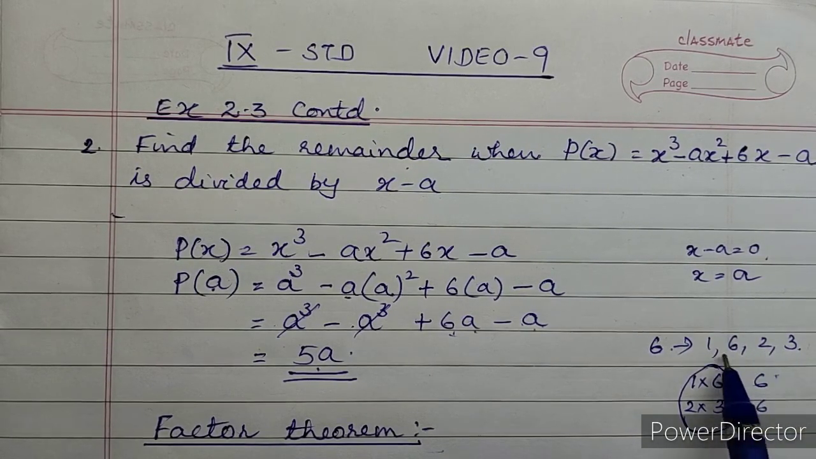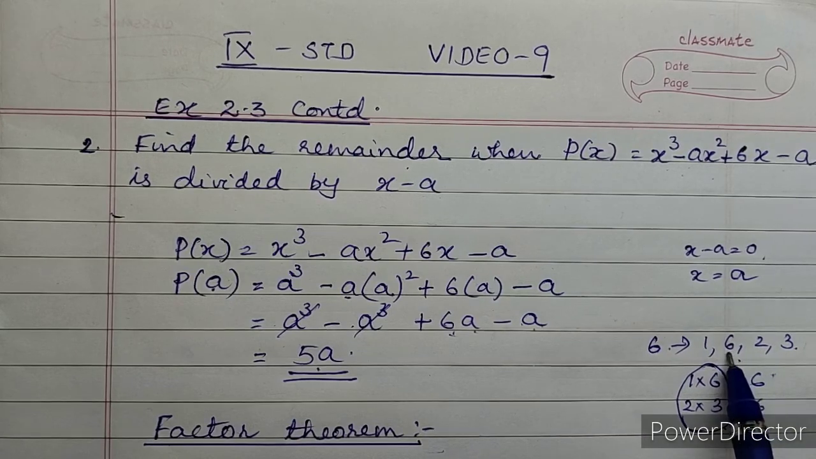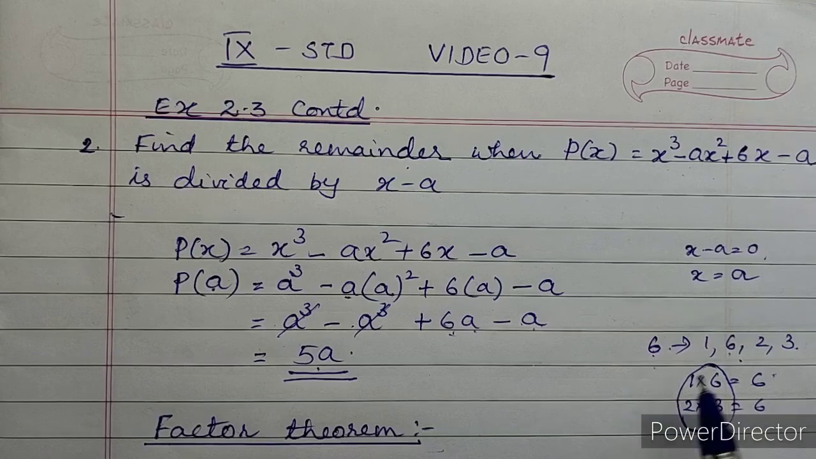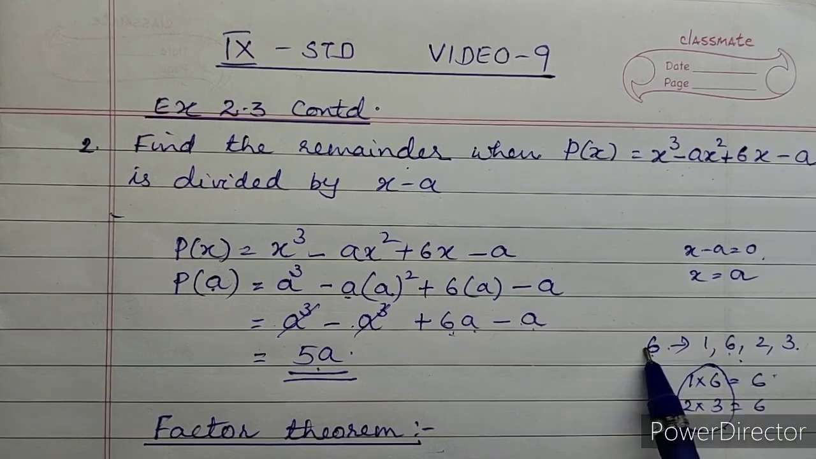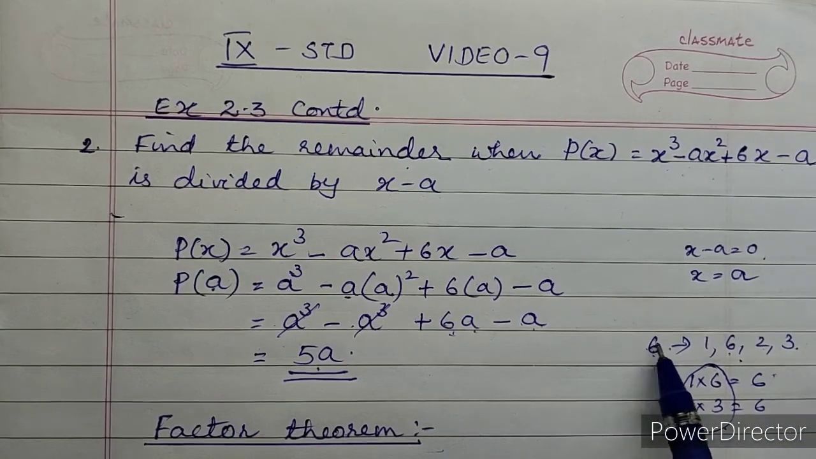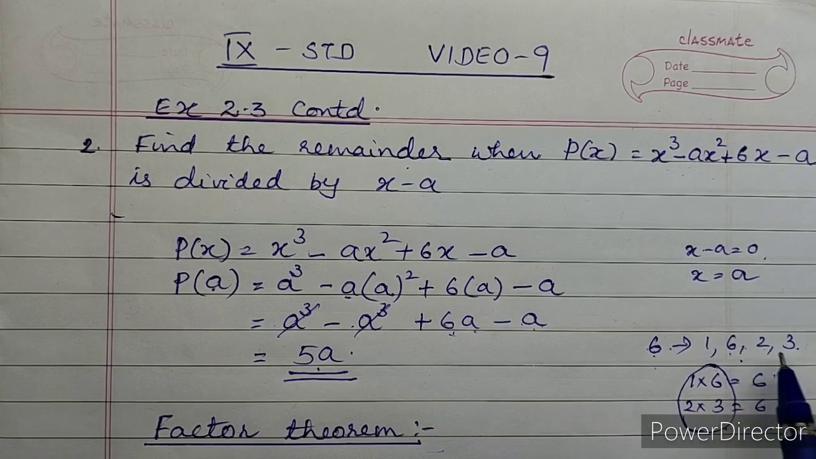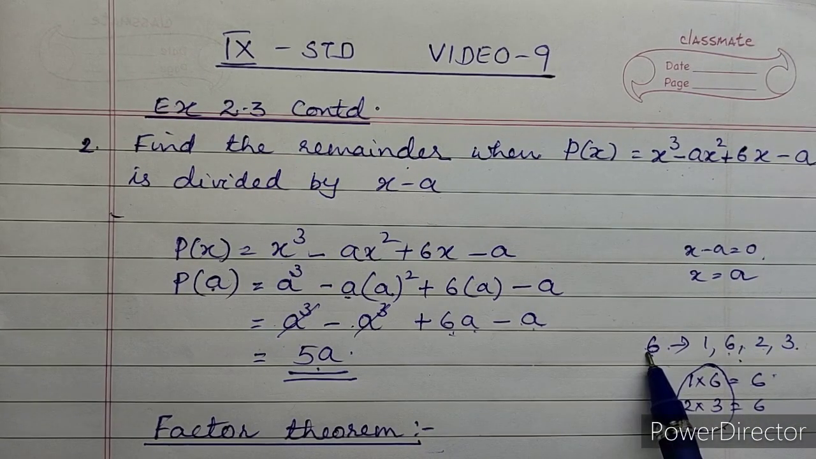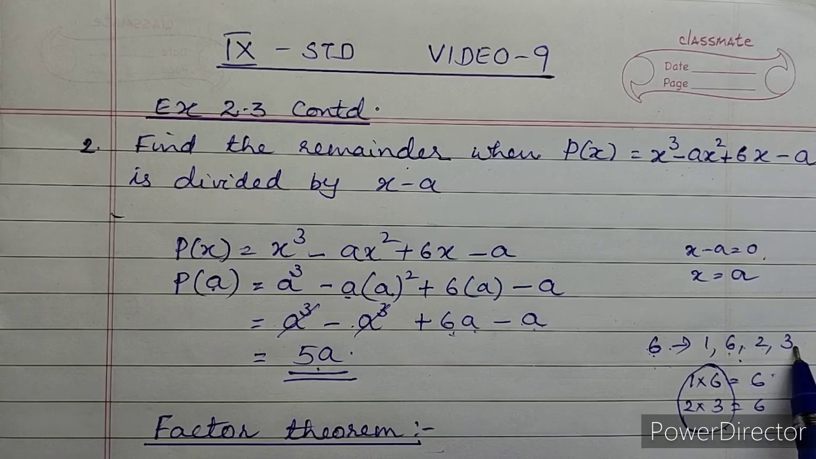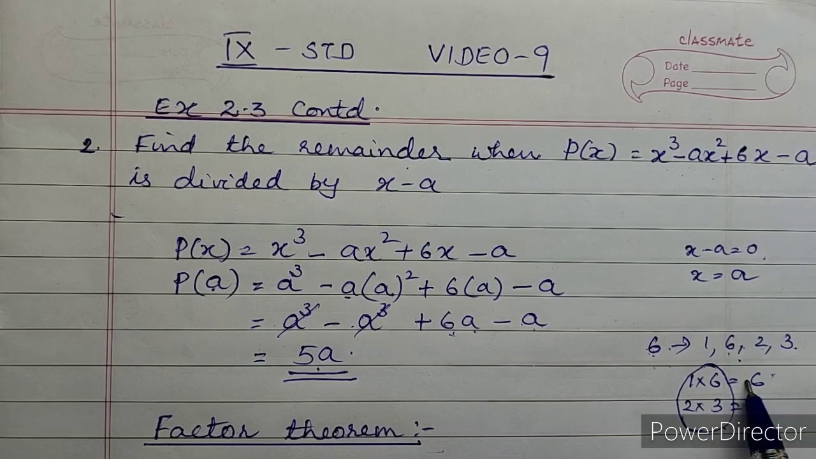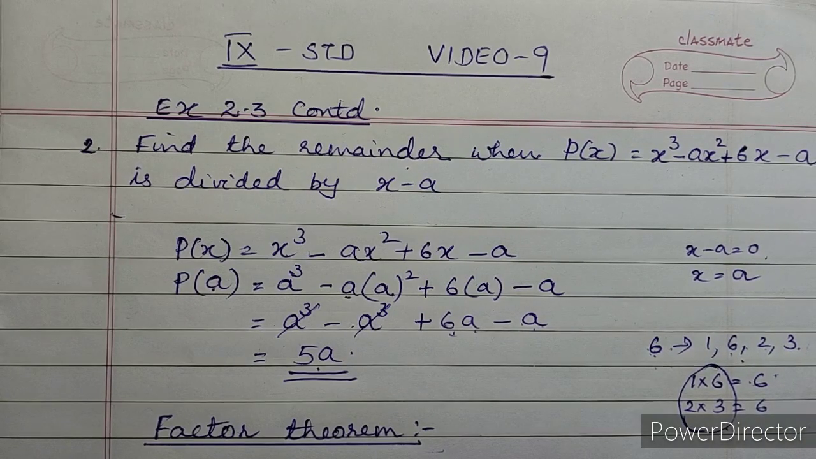Now if 6 is a factor of 6, it means when 6 is divided by 6, the remainder is 0. 2 is a factor of 6 means when 6 is divided by 2, the remainder is 0. 3 is a factor of 6 means when 6 is divided by 3, the remainder is 0. So the remainder will be 0 when a factor divides the given number.